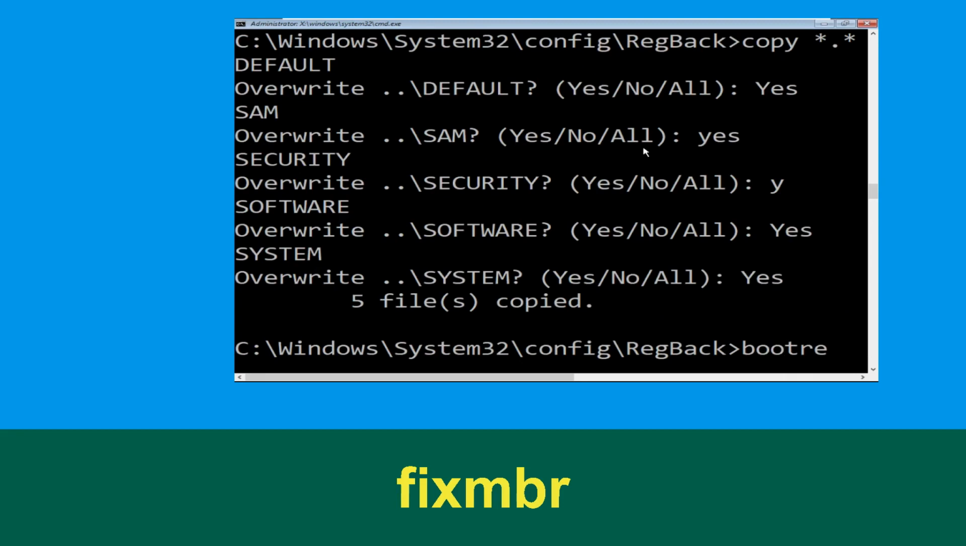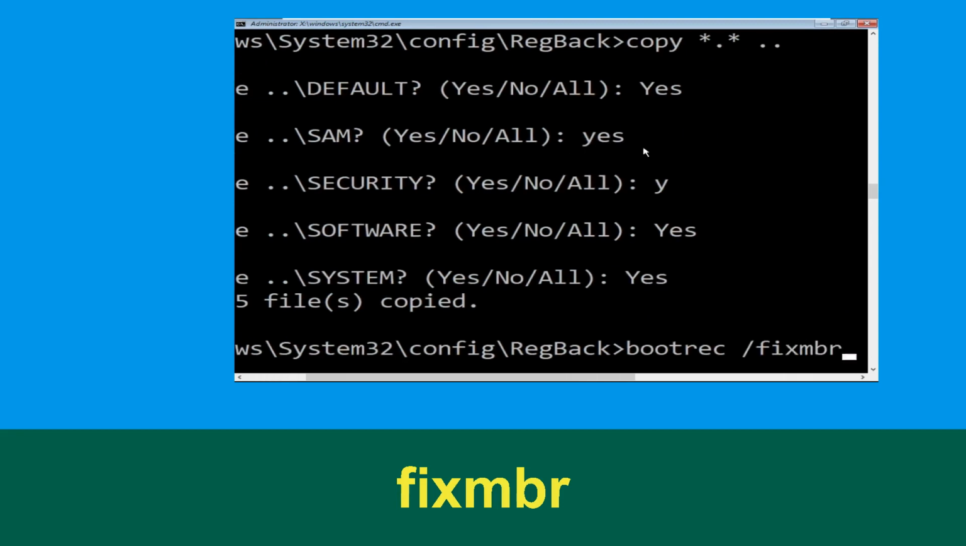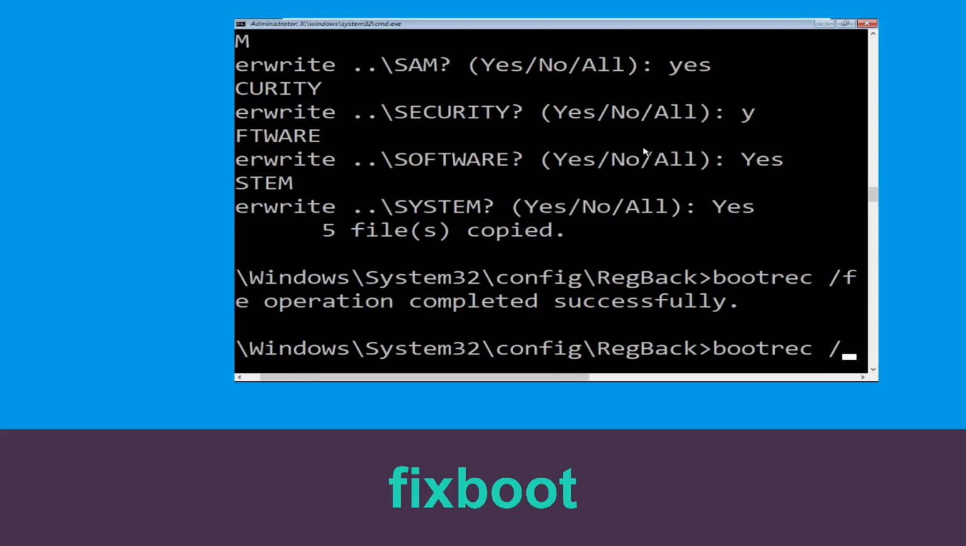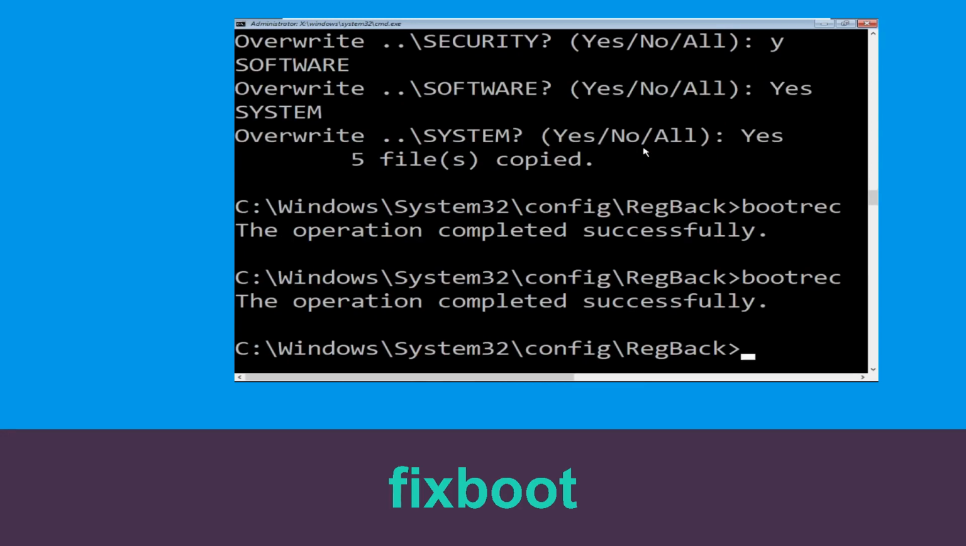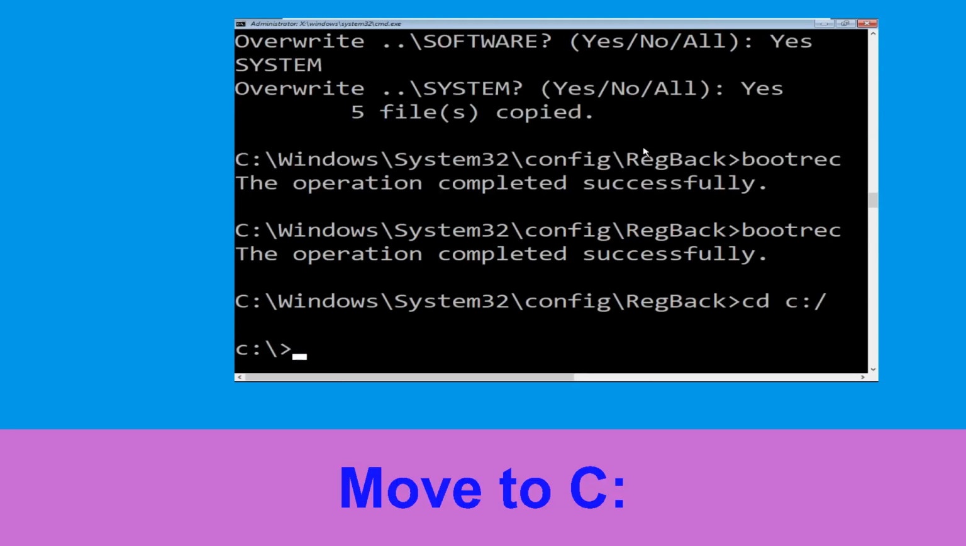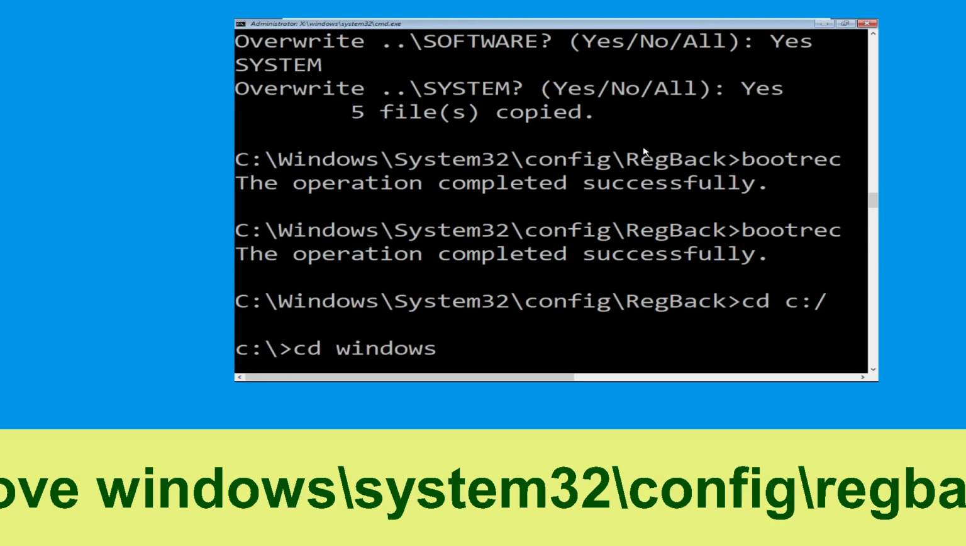Now type bootrec /fixmbr and simply hit enter. Type bootrec /fixboot and hit enter. Now type cd c:/ and simply hit enter. Now type cd windows/system32/config/regback and hit enter to execute.